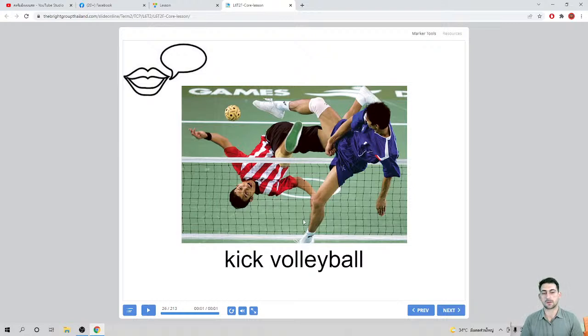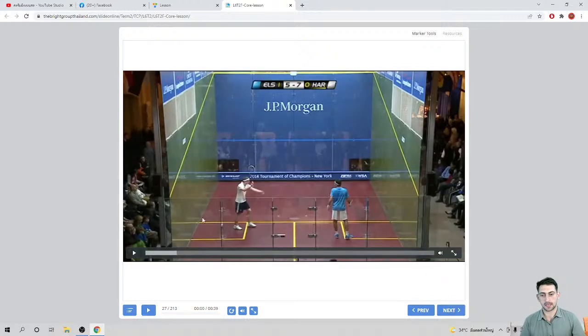Good job, class. One more time. Kick volleyball. Right? So it is a type of volleyball, but it's played with the legs and feet and head, but not with hands. Now let's see vocabulary word number 8. Let's see.